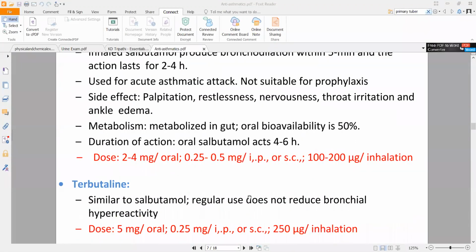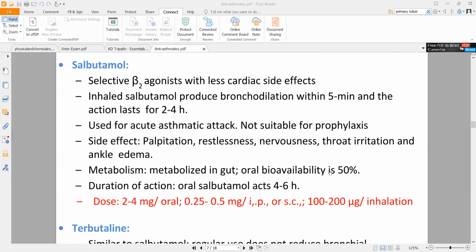They are metabolized in your gut, and the oral bioavailability is 50%. So 50% of the drug will be bioavailable for action. Duration of action is 4 to 6 hours orally, but generally the effect will last for 2 to 4 hours. The drug will stay in your body for a little bit longer.